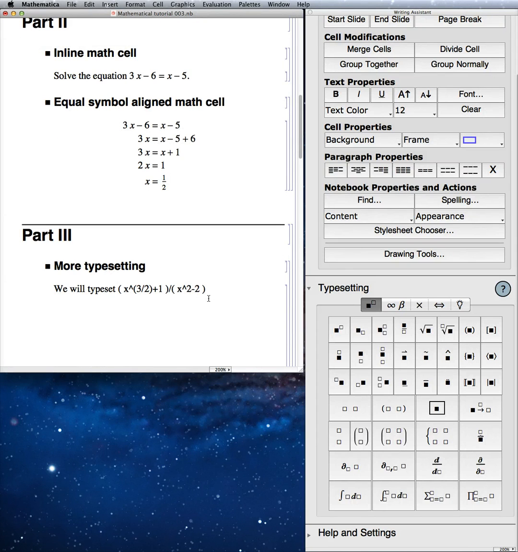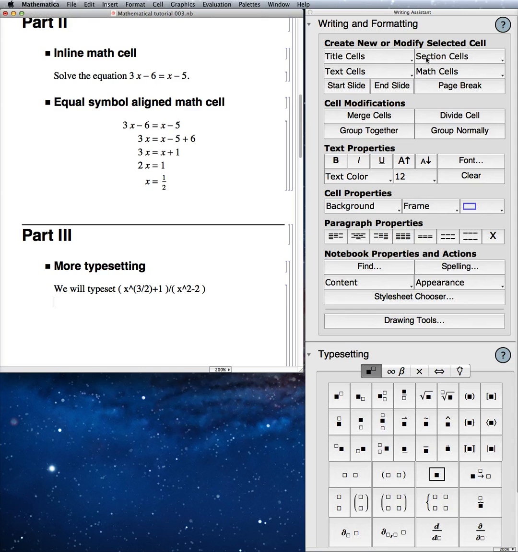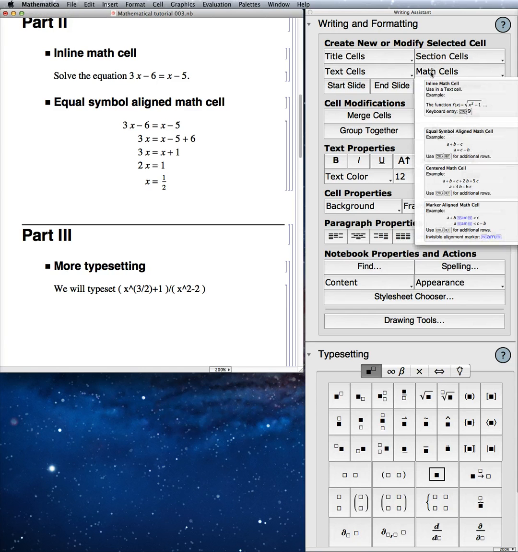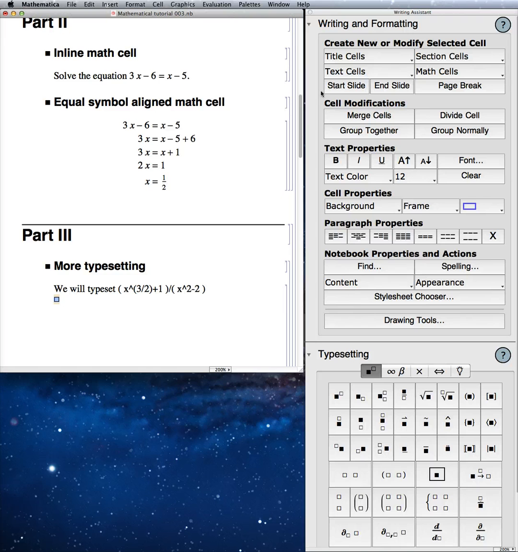So I'll typeset the fraction x to the power 3x plus 1 divided by x squared minus 2. To do that, I will move to the next line and use an inline math cell. So I'll go to my writing assistant, choose math cells, choose the first type. A little blue square appears. I'm going to be creating a fraction.